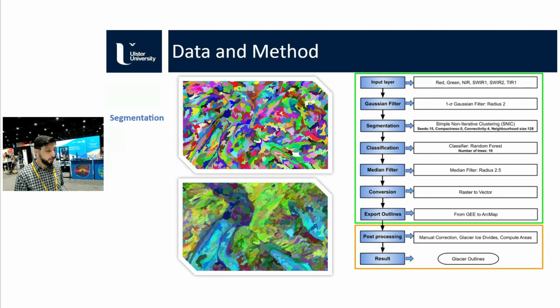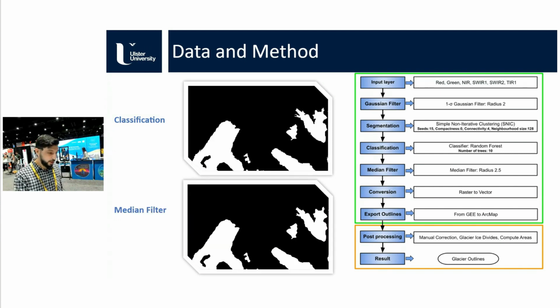An important thing to mention is that on these segments we can compute the mean, min, max, or standard deviation, and using those values we can classify the whole image. So these are the results of our segmentation, and based on this segmentation we train a random forest classifier. This is the result of our random forest classifier, and we apply a median filter to reduce the noise before we convert the classified image to vector. So then we convert it from raster to vector.